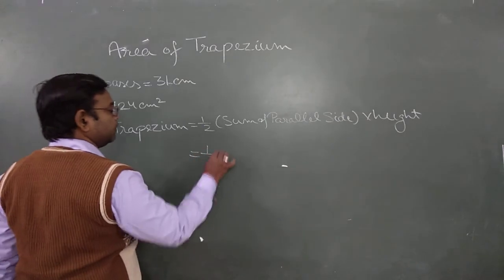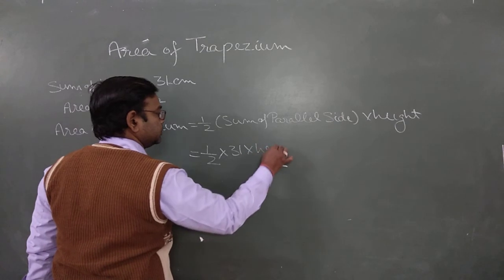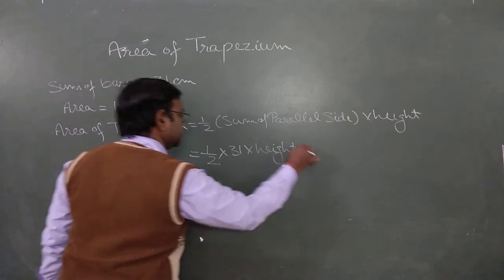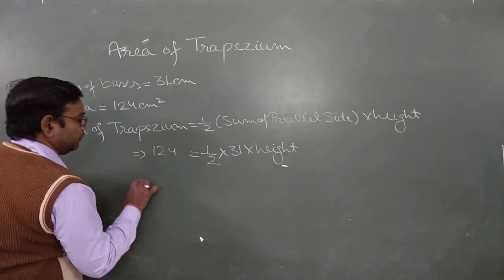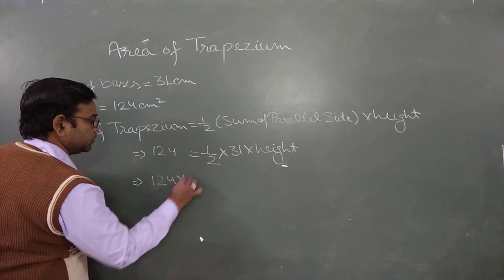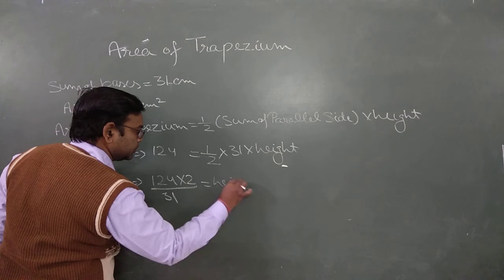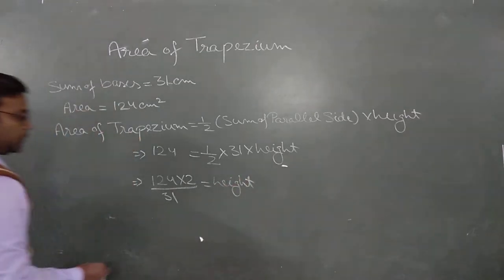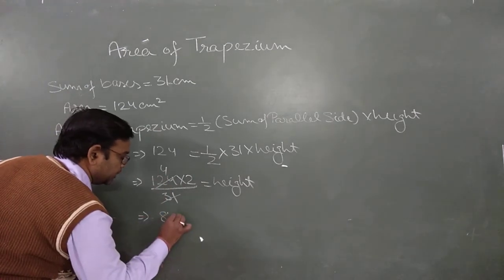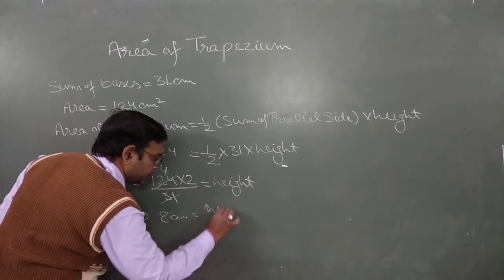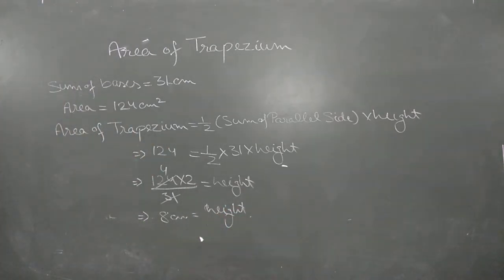In this case the sum of parallel sides is 31 centimeter into height, and this equals 124 centimeter square. When we solve it, 124 into 2 divided by 31 equals the height. Thirty-one fours are 124, so the height is 8 centimeter. So likewise we have to solve it. Clear? Hope this is clear to you. Move to the next question.